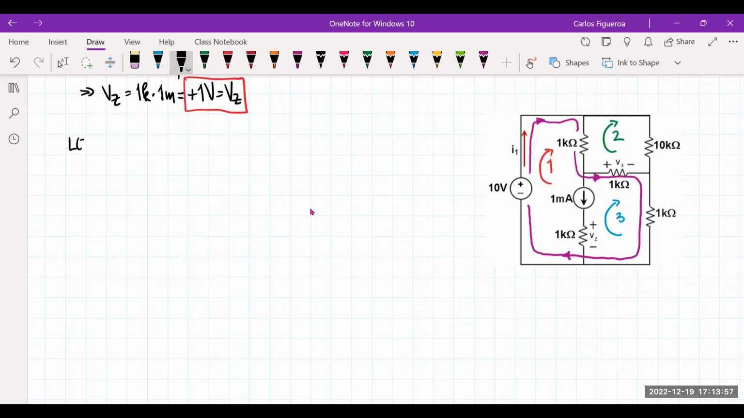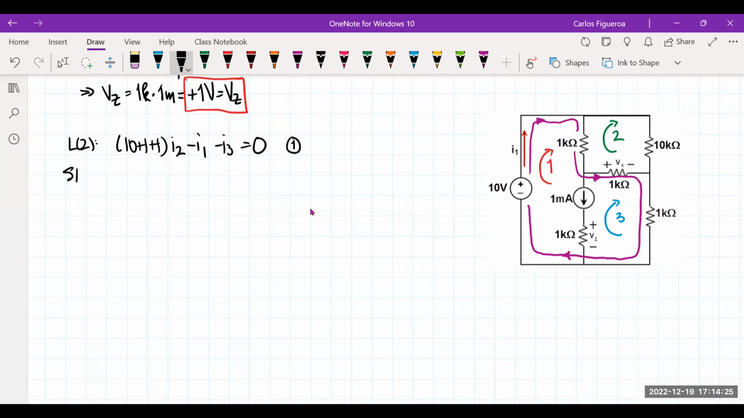So I have loop 2, and you can see that loop 2 is the green loop, and I have 1, 2, 3 resistors. So then I'm going to have 10 plus 1 plus 1, and then I'm going to have I2. Do I have mutuals? Yes, I have 1 with 1, and I have 1 with 3, and I have 0 sources. Okay, so this is my first equation.